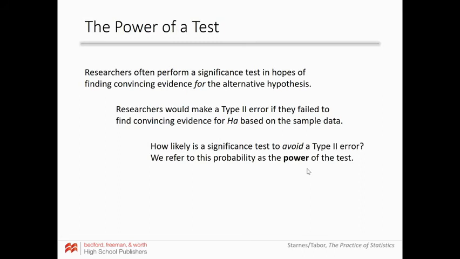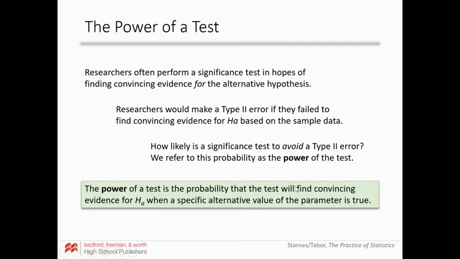So the idea of power is how likely a significance test is to avoid a type 2 error. The definition of power: the power of a test is the probability that the test will find convincing evidence for HA when a specific alternative value of a parameter is true.